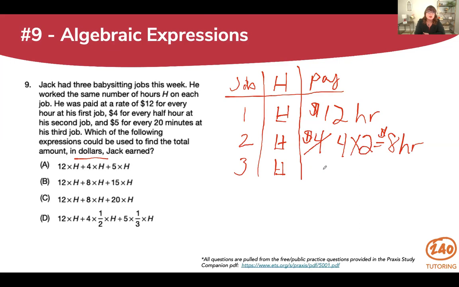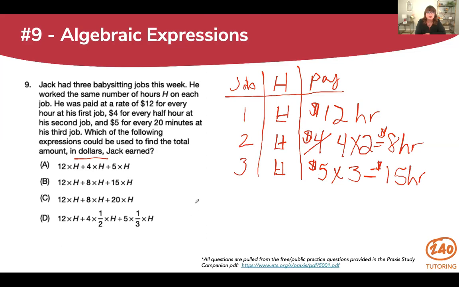At his third job, it says he's getting paid $5 for every 20 minutes. Well, how many 20-minute groups are there in an hour? 20, 40, 60. So there's 3 20-minute segments. So in 1 hour, we would have to do 5 times 3, and he's getting paid here $15 per hour. So we took these that weren't in hour increments and we changed them to hour increments. So now if we want to know how much did he make, let's look at that formula.